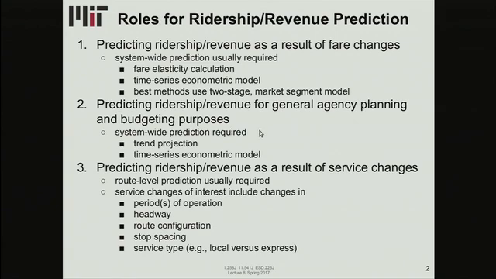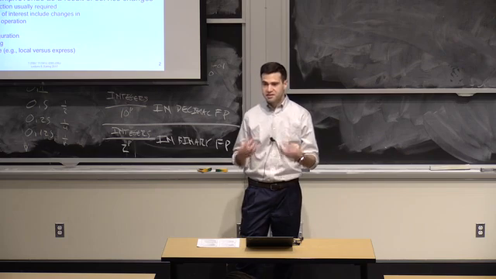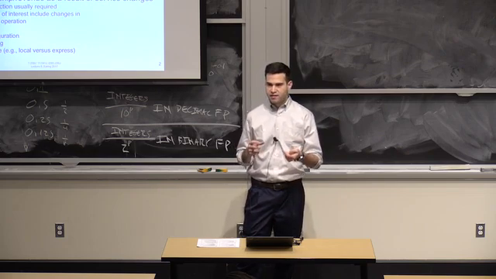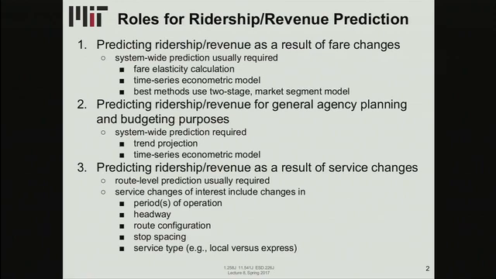The second role is predicting ridership and revenue for general agency planning and budgeting purposes, so not necessarily fare changes. Here, again, we need a system-wide prediction, and the key elements are trend projection, and this is another place where a time series econometric model plays a role, right? Here, we're not necessarily looking at a response to something the agency has control over, for example, but you might have the impact of gas prices or other external factors, population growth, things like that. So trends, seasonality, things like that.